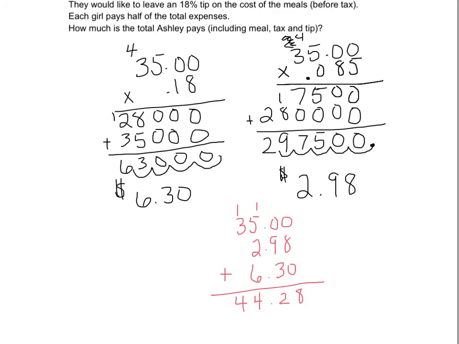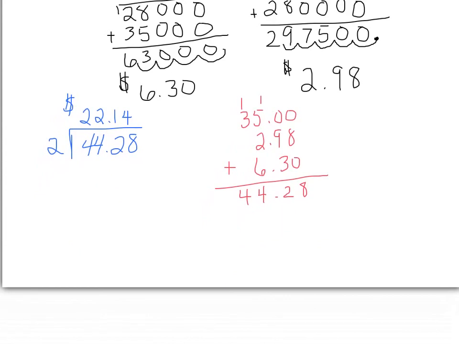Okay. So now we take $44.28, and since there are 2 girls, we just have to find what is the total that Ashley pays. This is the total that both girls pay. So to find just Ashley, all we need to do is divide this by 2. 2 goes into 4 2 times. 2 goes into 4 2 times. 2 goes into 2 once. 2 goes into 8 4 times. And there's our total. Ashley needs to pay $22.14. So we'll write that as our sentence, and we are done.